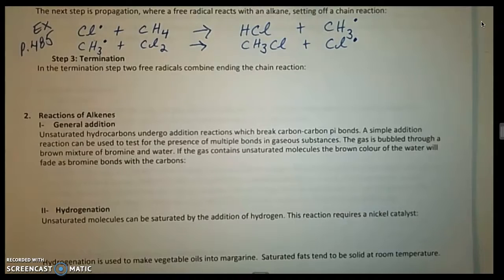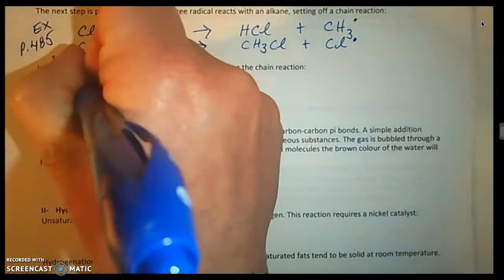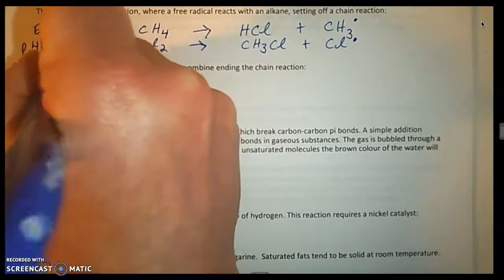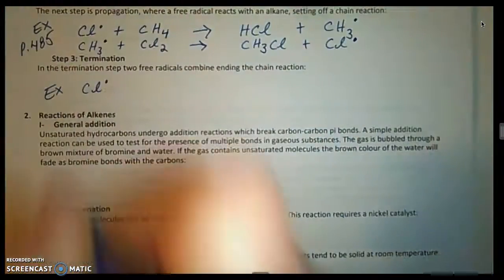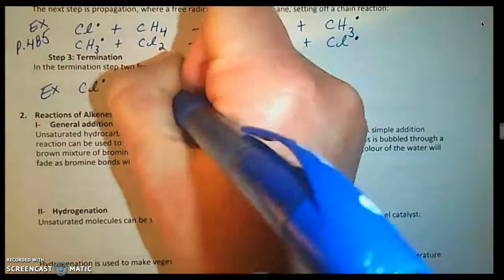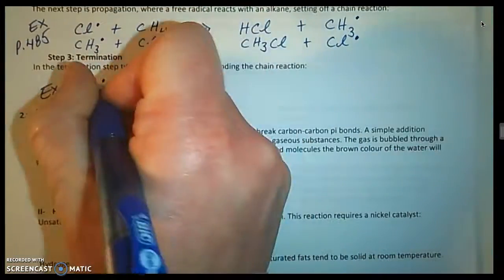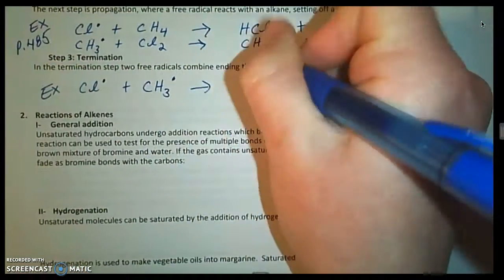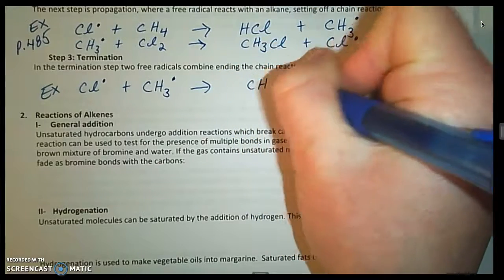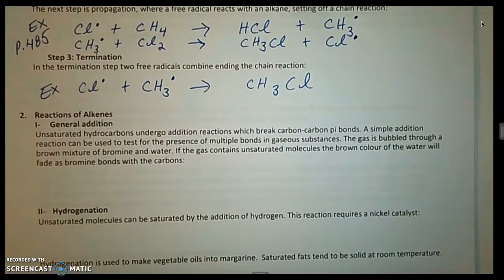So for example, if my chlorine radical, and this is just an example, there's more than one possible termination step, ran into my methyl radical, then those unpaired electrons could combine to make a normal single bond, so I would end up with chloromethane. Okay? And now you'll notice I've shown two steps here where this happens.